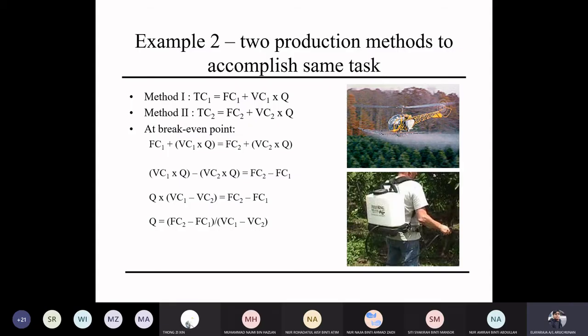Take a look at this example. Say you have a plantation, and they do the herbicide spraying. They use two methods. One is helicopter herbicide spraying.